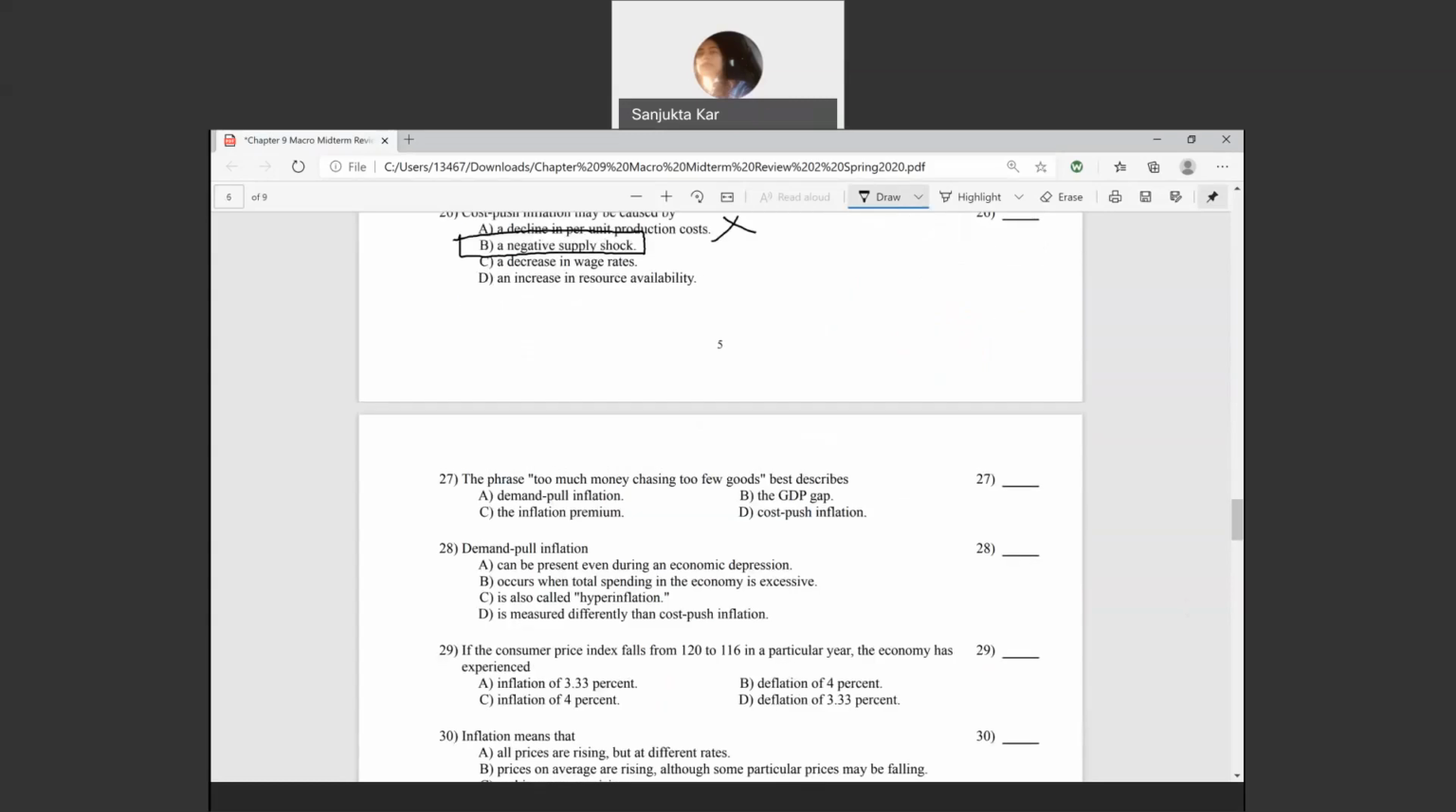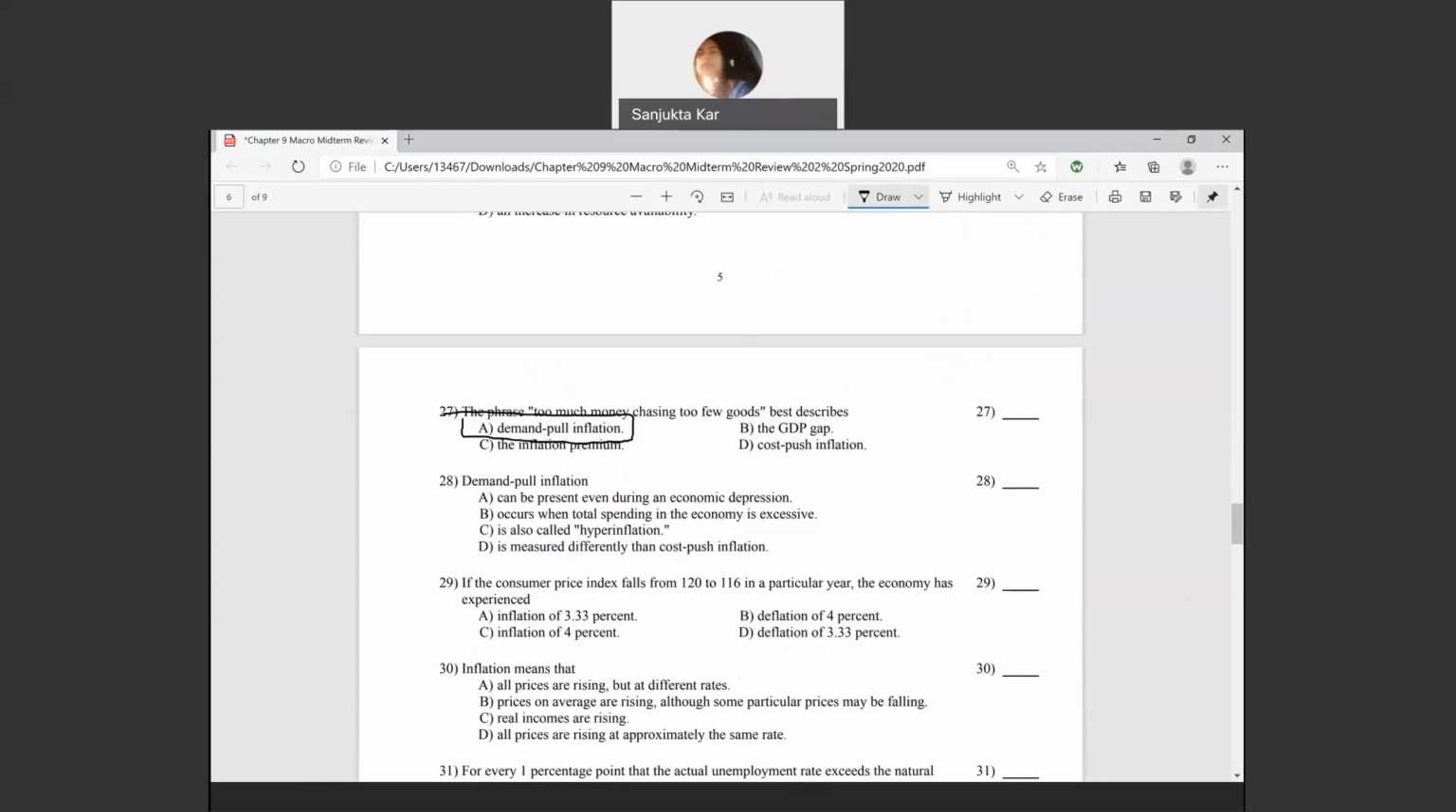All right, too much money chasing too few goods. That is a demand pull inflation. We can write that in our sleep. Demand pull inflation, question number 28, occurs when total spending in the economy is excessive.